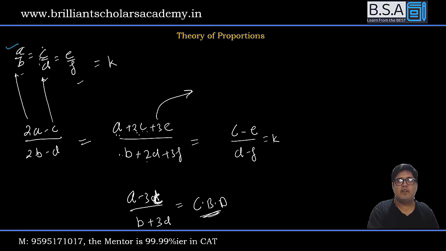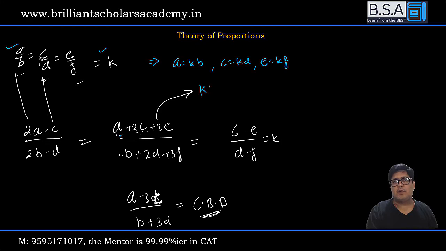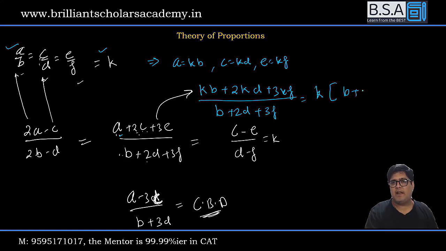By looking at this, can I say it implies A is equal to KB, C is equal to KD, and E is equal to KF? I could have proven any one of the three. I'm proving this. This becomes KB, 2KD, and this becomes 3KF, divided by B plus 2D plus 3F. If I take K common, the numerator value and the denominator value becomes the same.